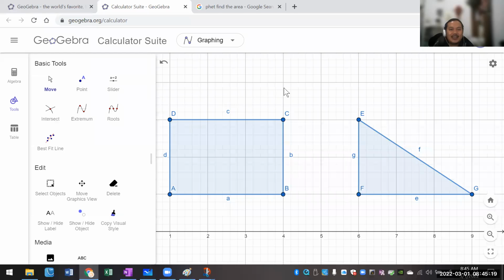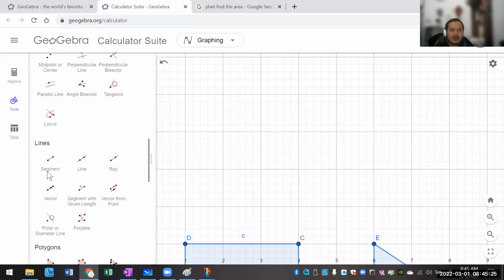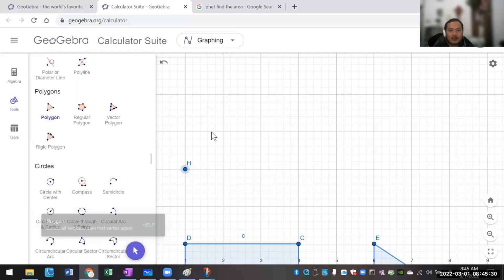I'm gonna draw another shape, guys, and I would like you to again figure out the area. I'm gonna make a polygon here. Okay, here we go.